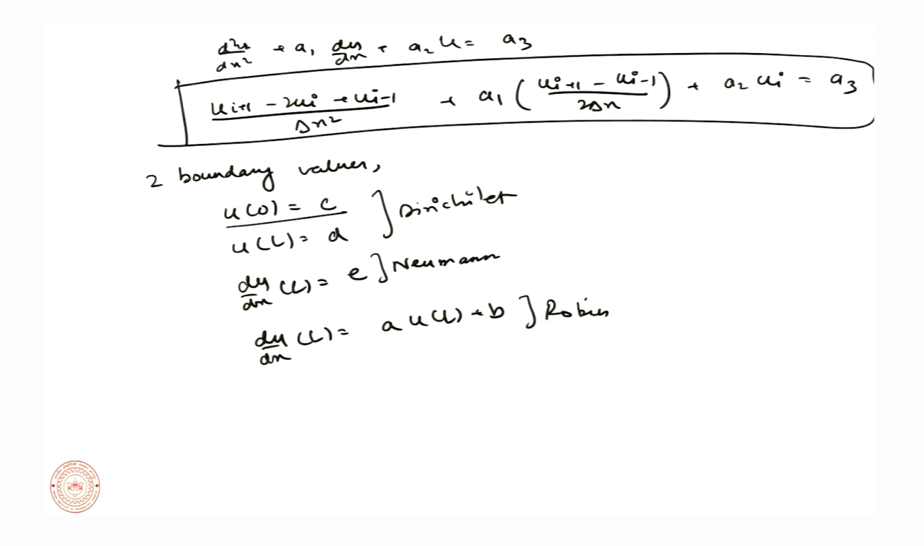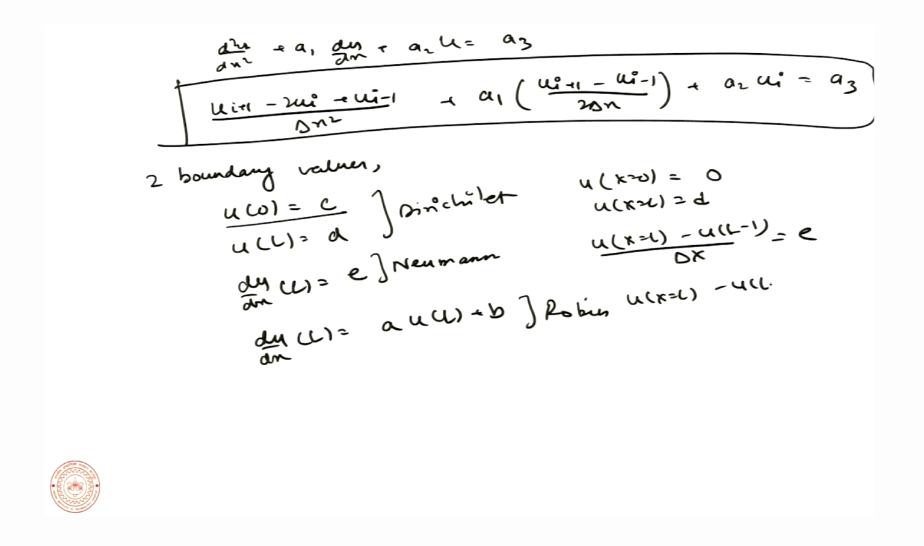These boundary conditions you can express again that u at x equals 0 is equal to c, and at x equals L the value is equal to d. First order derivatives, so u at x equals L minus u at L minus 1 by delta x equals E, and then u at L minus u at L minus 1 by delta x equals A u of L plus B. Okay, so you can then simplify these expressions.